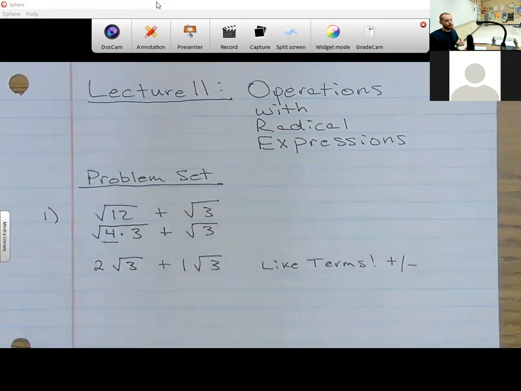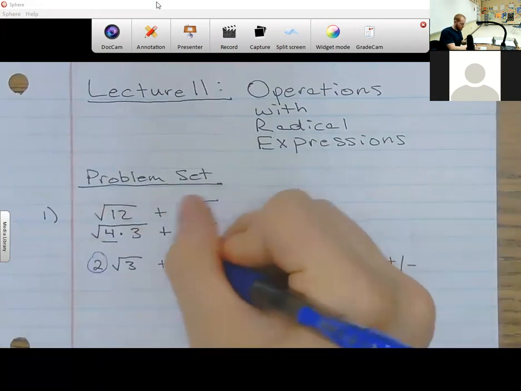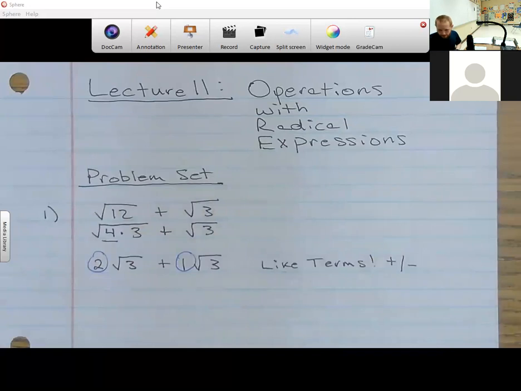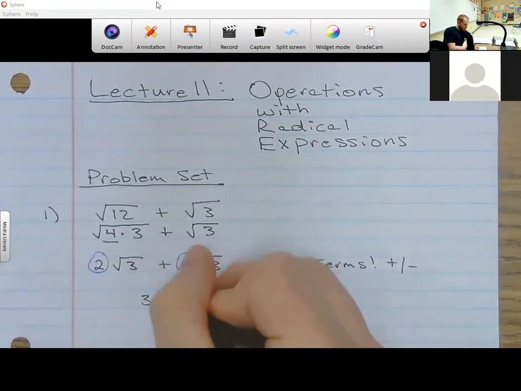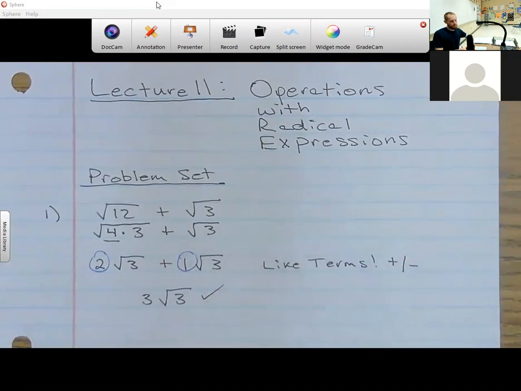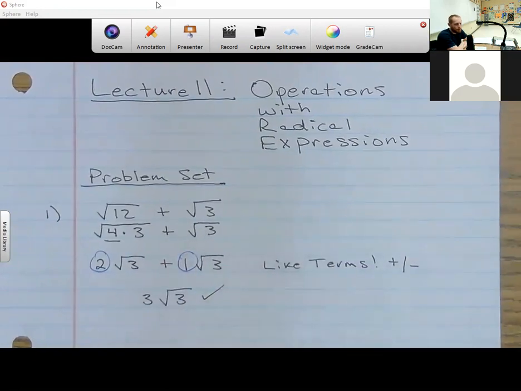And now we add what's on the outside. So let me change my color to blue. Circle these, just so you know what's going on. All right. Let's add the blue numbers. What's 2 plus 1? That would be what? 3, right? And then I still have square root of 3, and I'm done. So what I'm trying to do here is I'm trying to simplify first, and then I add up. Okay? Let's try a subtraction problem.